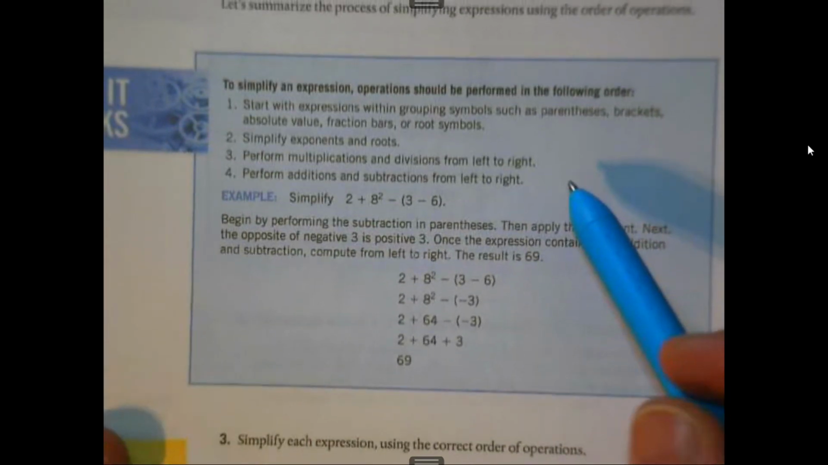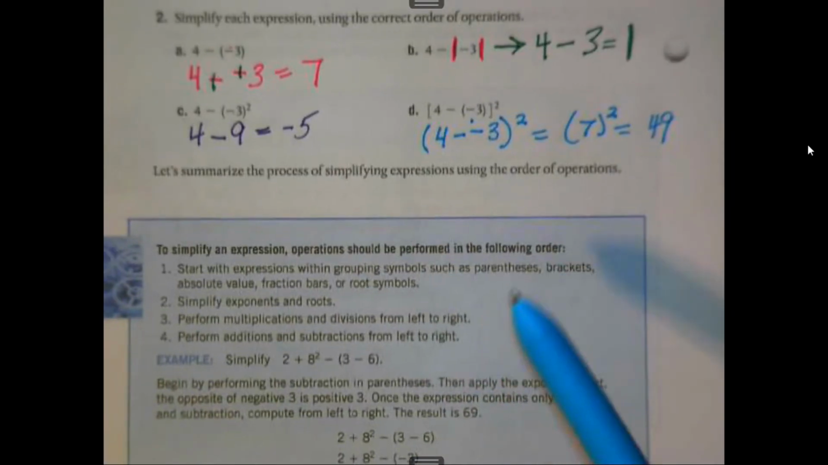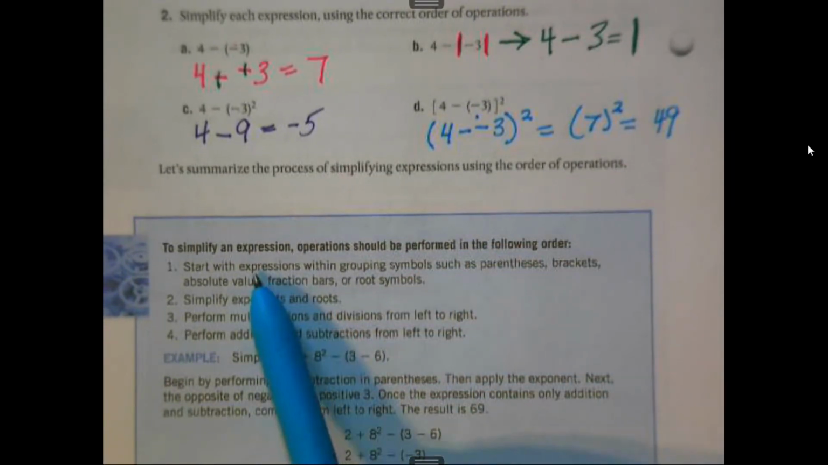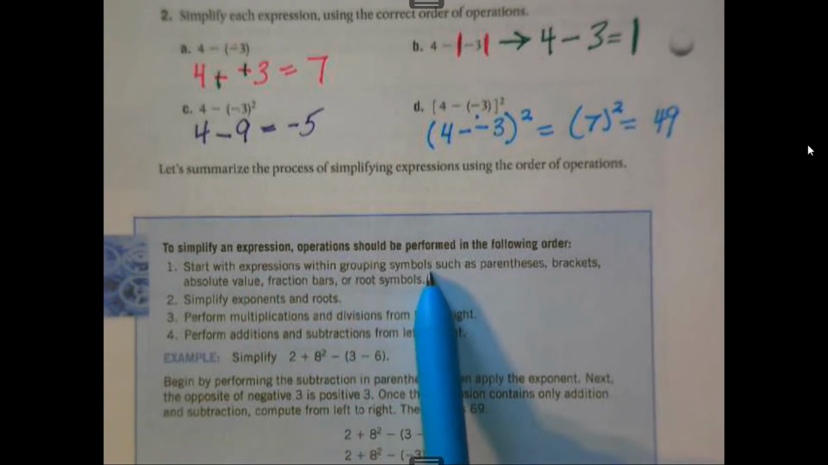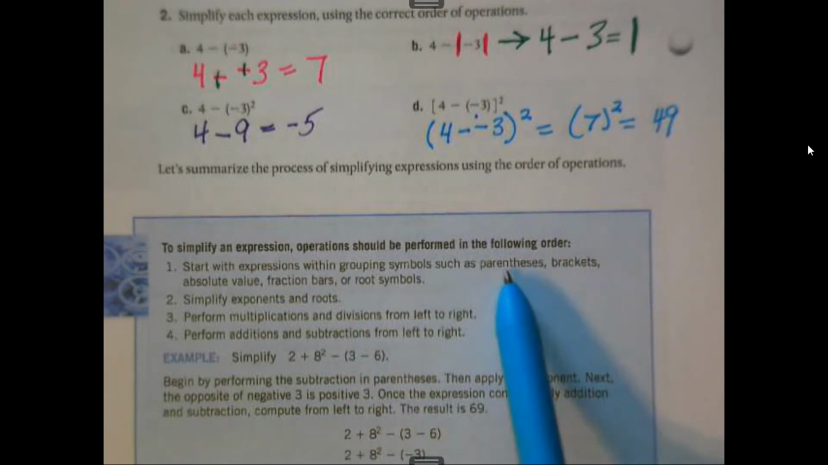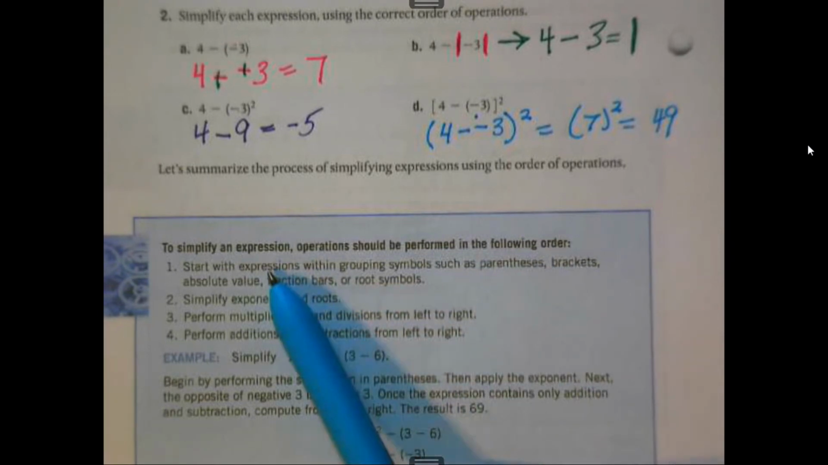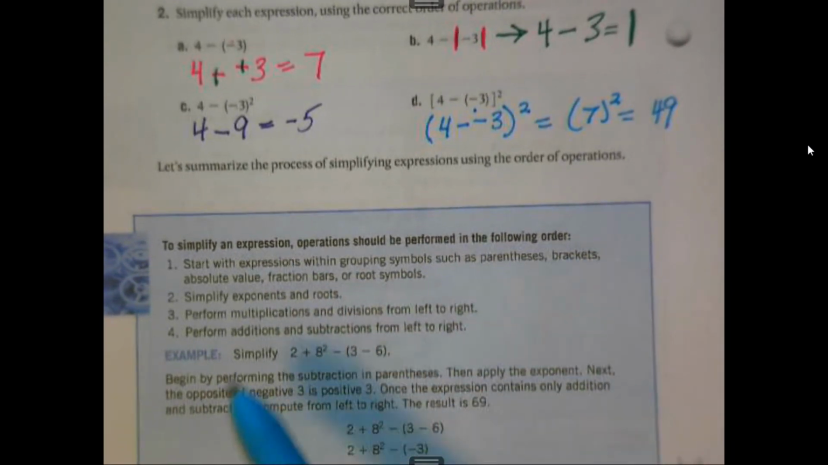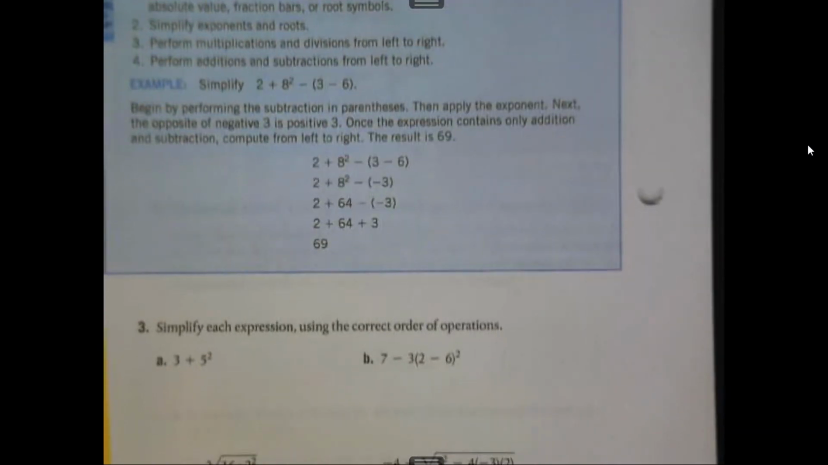So just remember, this is really a good chart here. Start with expressions within the grouping symbol, whether it's parentheses, brackets, absolute value, fraction bars, or root symbols. Simplify exponents and roots, perform multiplications and divisions left to right, and then perform addition and subtraction left to right.